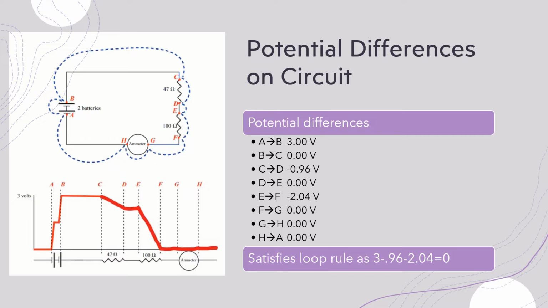For potential differences on a circuit, there's only a change of potential difference when we go across a battery or a resistor, and you can see going across 2 1.5 volt batteries gives us a 3 volt difference. Going across the 47 ohm resistor gives us negative 0.96 volts potential difference, and for the 100 ohms, it's negative 2.04 volt potential difference. And when it just goes across the length of the wire, it's 0, and this satisfies the loop rule as we added up the potential differences to get 0.